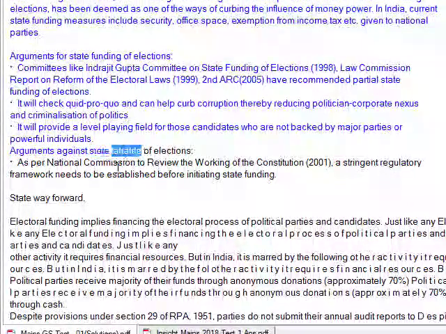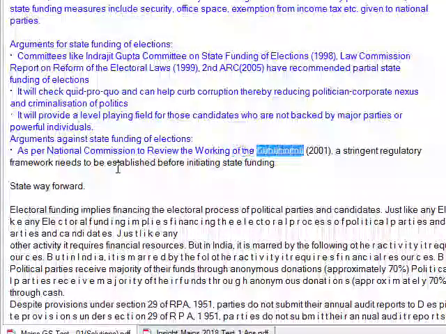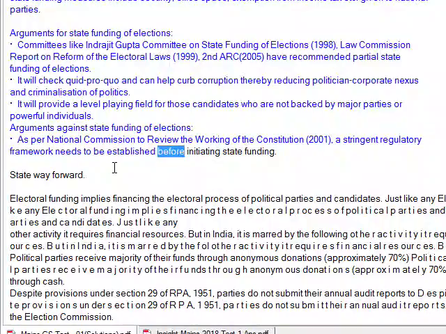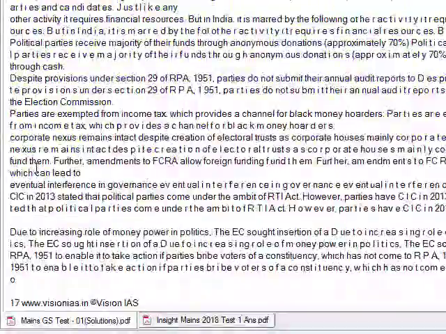Arguments against state funding of elections. As per National Commission to Review the Working of the Constitution 2001, a stringent regulatory framework needs to be established before initiating state funding. Way forward.